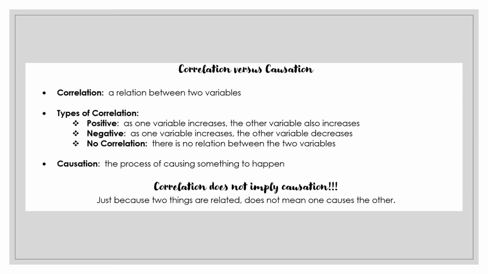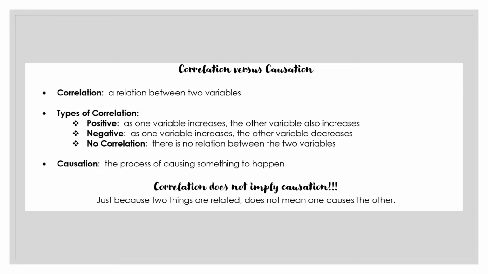Let's talk a little bit about correlation versus causation. Correlation is any relationship between two variables. There are two main types of correlation. There's positive, which means as one variable increases, the other one also increases. Then there's negative, which means one variable increases, but the other decreases. And then there is no correlation, which means there seems to be no relationship at all between two variables.